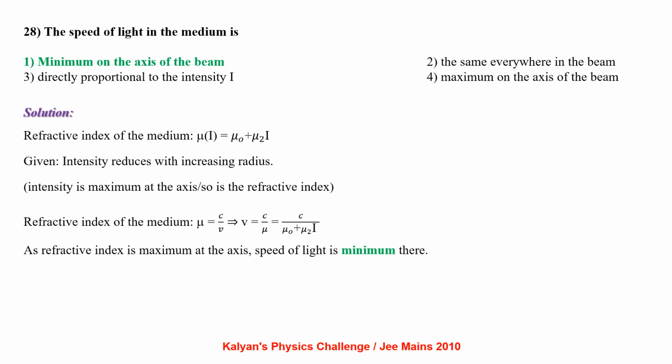The speed of light in the medium is, as we can see, the refractive index of the medium mu(I) equal to mu naught plus mu 2 I. Again, given the intensity reduces with increasing radius, that is, intensity is maximum at the axis, so is the refractive index. So the refractive index of the medium mu equal to c by v, so that is c by mu naught plus mu 2 I. As the refractive index is maximum at the axis, the speed of light is minimum at the axis.